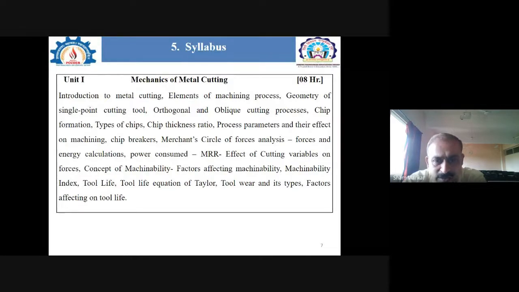Okay, so the rest of the part is related to the machinability concept, factors affecting the machinability index, Taylor's tool life equation, tool wear and its types, and the factors affecting tool life. That was already discussed, but if you still have any query, what is meant by tool life? Anyone, please define the tool life.